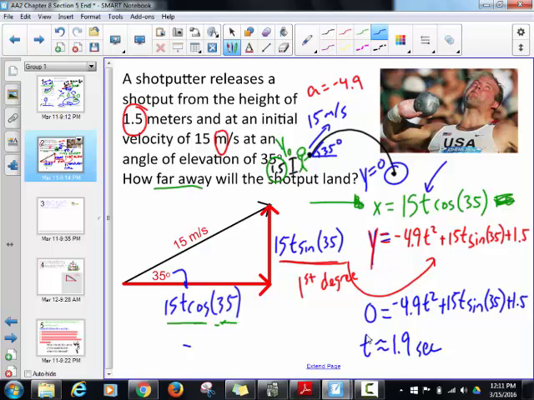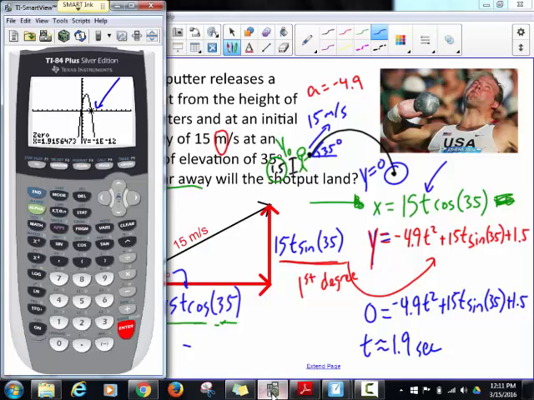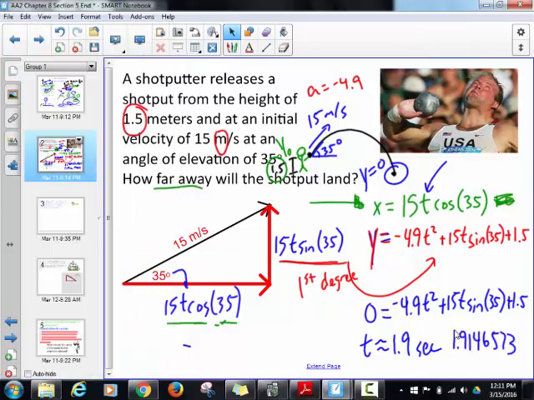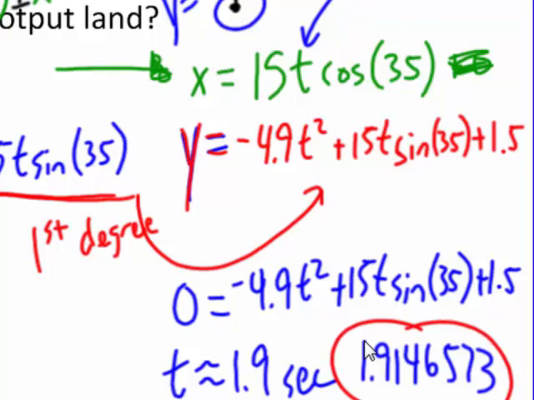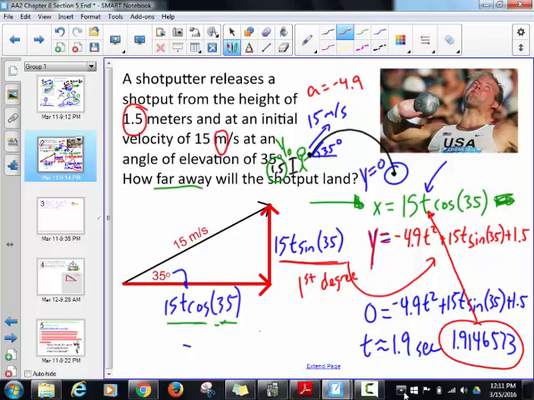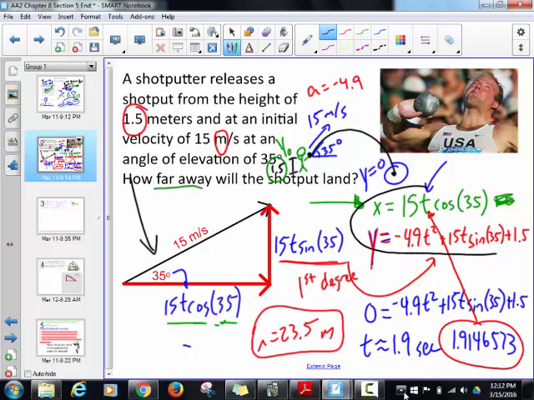I should probably be as exact as I can, so maybe I'll write quite a bit of this out. 0.9156473. And then what do we do with that number? Yeah, we plug that number in for time of our x parameter. And we end up with about 23.5 meters right there.